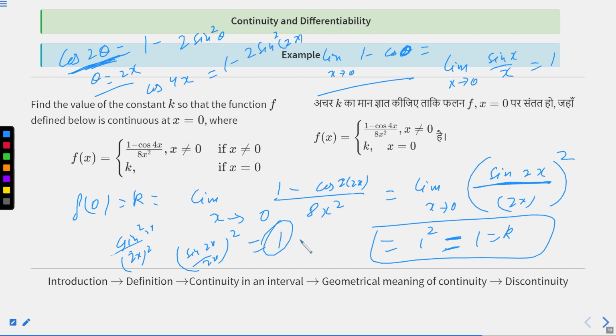Okay, so that's it for now. I hope that you understood this example. Don't worry if you didn't understand, we will make it clear next time.